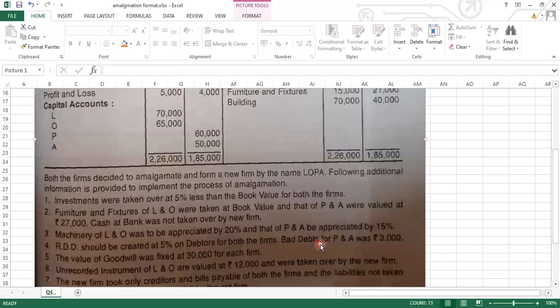And this has to be calculated for both the firms. Debtors pay RDD, दोनों firms के लिए applicable होगा. Bad debts for A and N. Now apart from RDD we also have bad debts of 3,000 rupees which we have to charge for A and P.